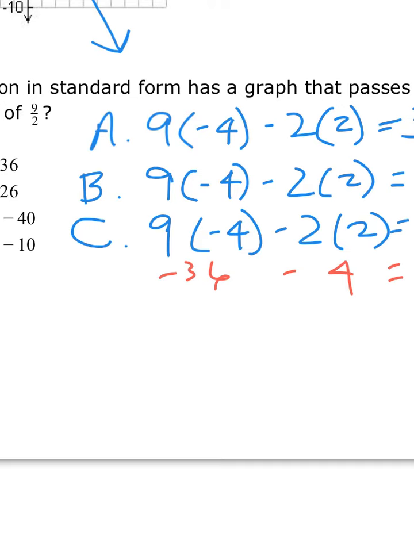Plug in those 2 points and then solve it for standard form. Wait, wait, wait, how do we do that? This test is coming up tomorrow. You got to do this. Just for the point-slope formula: y minus y1 equals m times x minus x1.